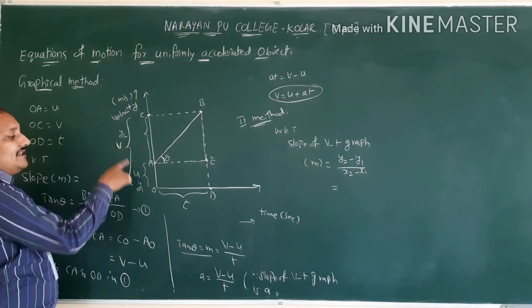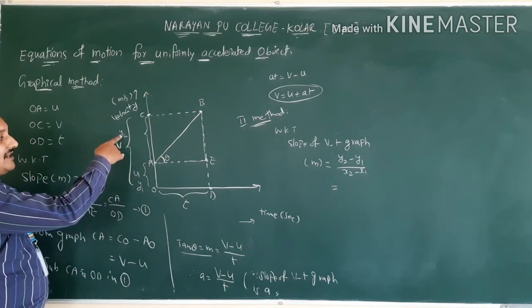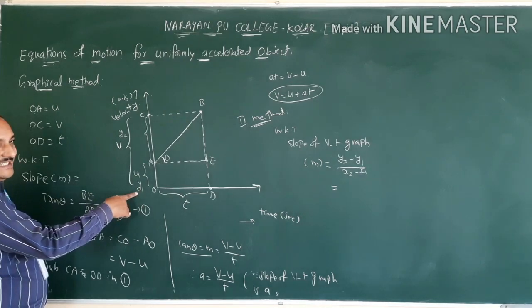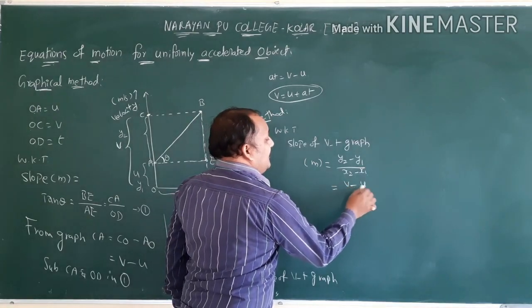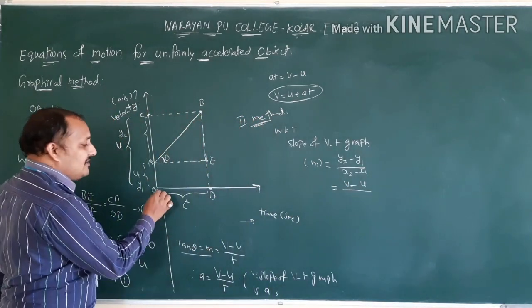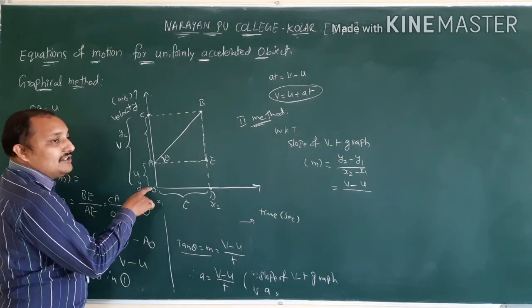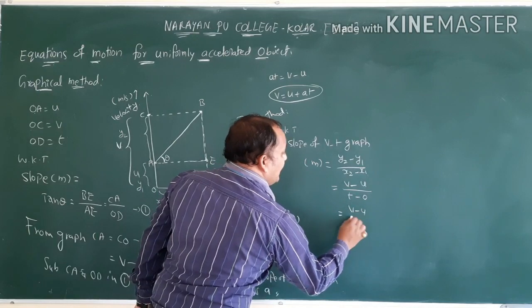You don't need to write this again; depending on which method you follow, you write accordingly. Now, y2 is equal to v and y1 is equal to u, so v minus u. What is x2? x2 is nothing but t. What is x1? 0. Therefore, t minus 0, so (v minus u) by t.